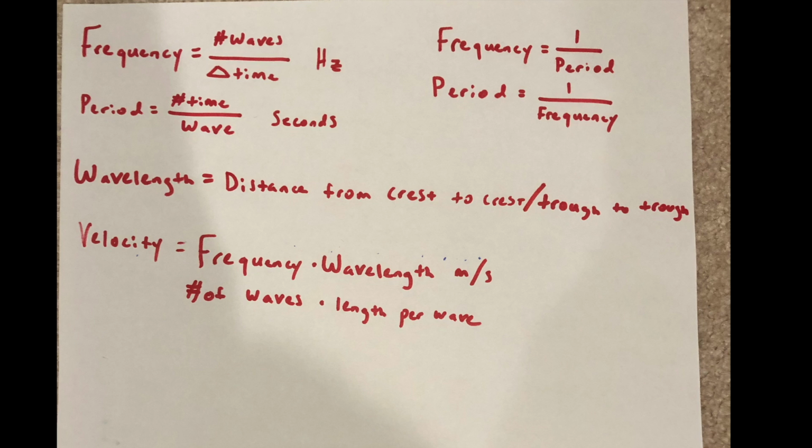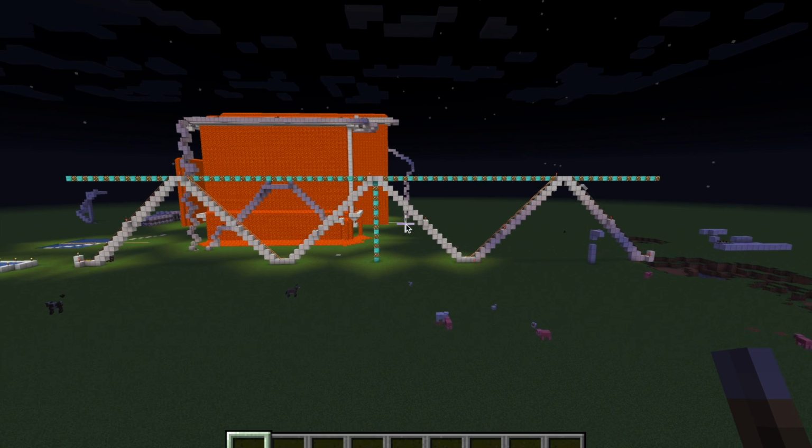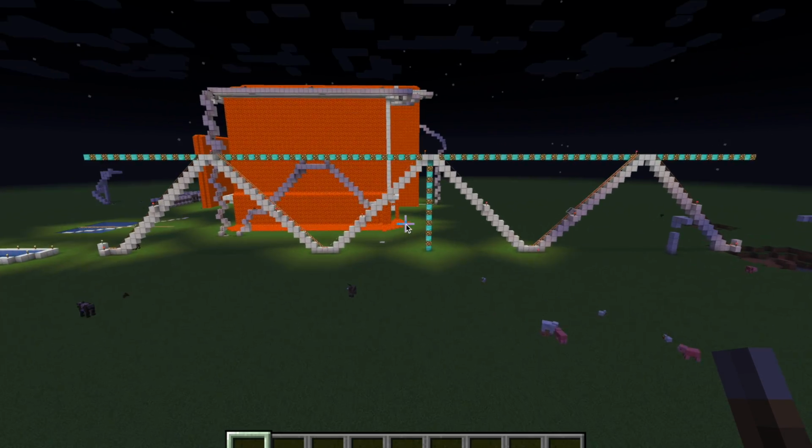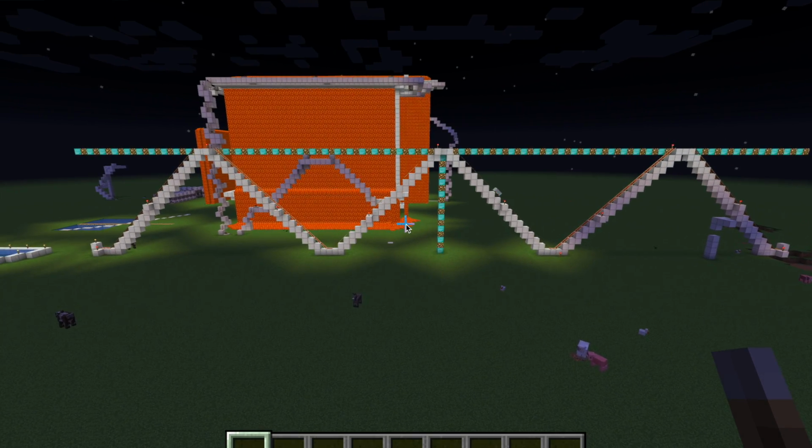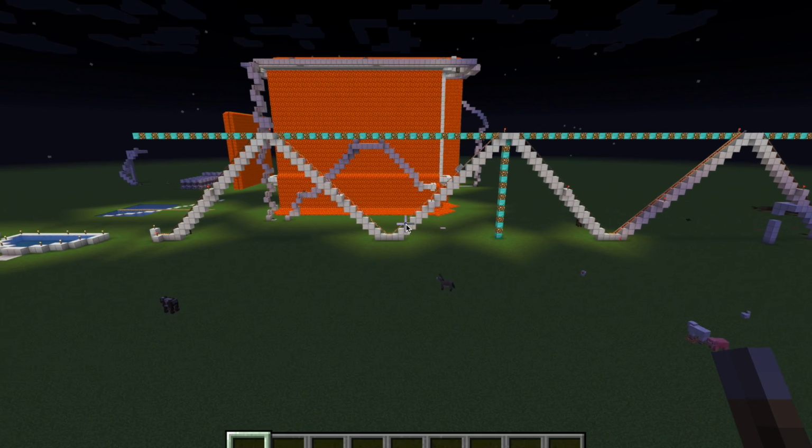Wavelength is just the distance between each crest or each trough, so crest to crest or trough to trough. And velocity is given by the frequency times the wavelength, and it's given in meters per second. Alright, if you're saying, what are you talking about? Let's look at Minecraft. In Minecraft, just look for the minecart, because that'll symbolize the wave.